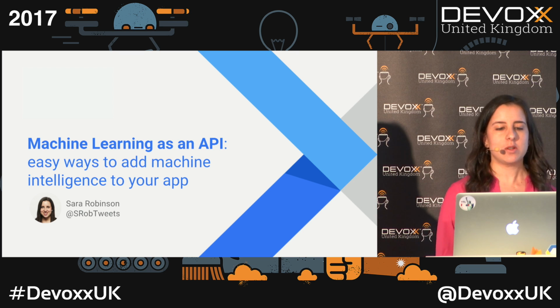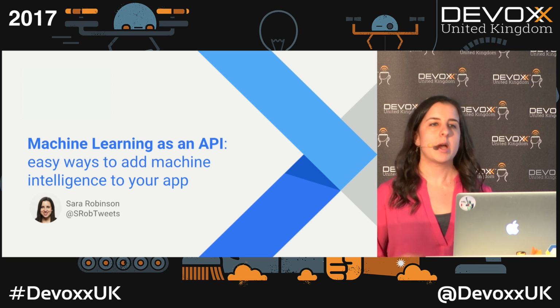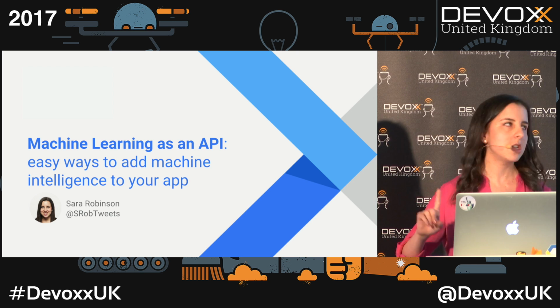I'm going to tell you easy ways you can add machine intelligence to your application by accessing pre-trained machine learning models with a single API call.